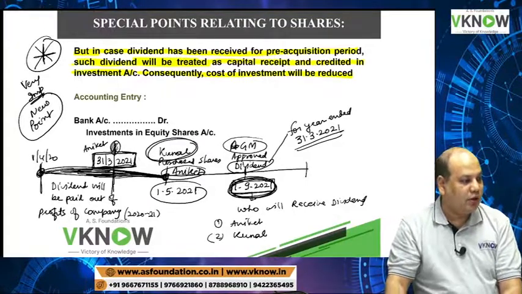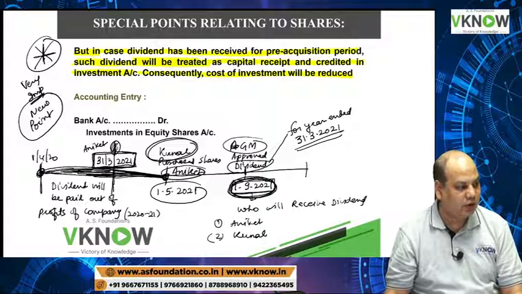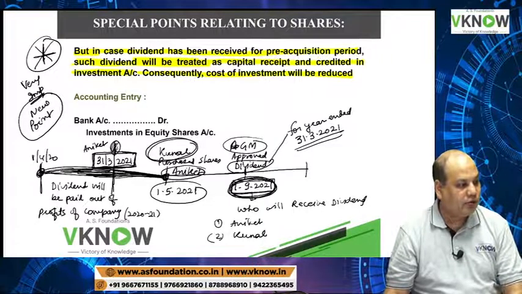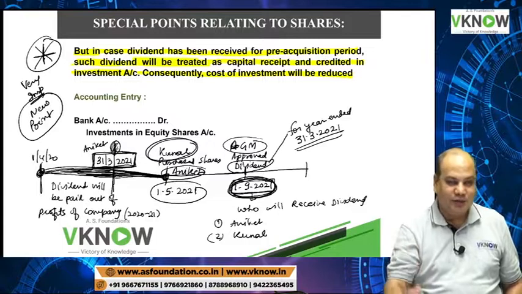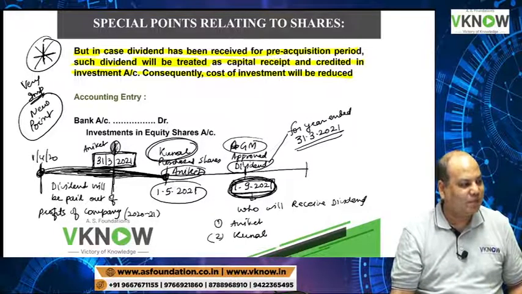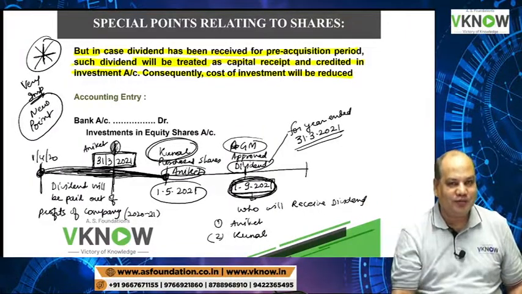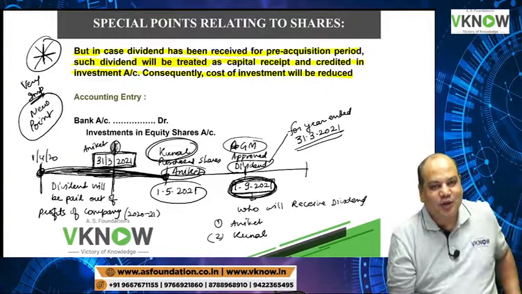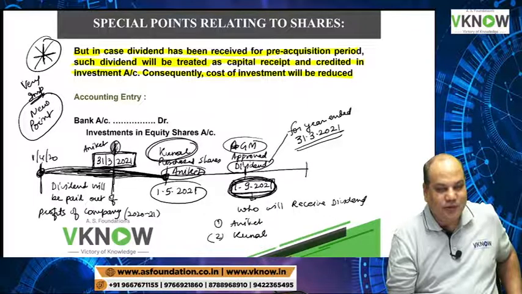So I can understand there are two answers coming. Some students are saying Kunal will receive the dividend, some are saying Aniket will. So let us have a poll. Vote for Aniket. Okay, now vote for Kunal. Who will receive the dividend from the company on 1st September? Almost 50-50. The country is divided into two parts.